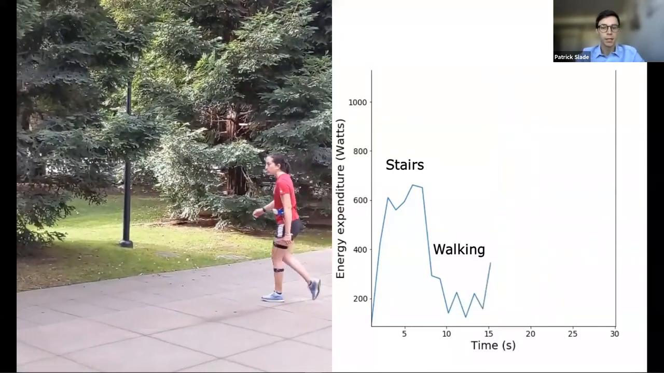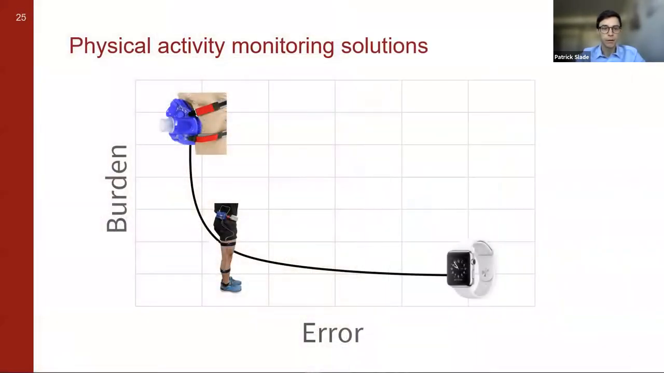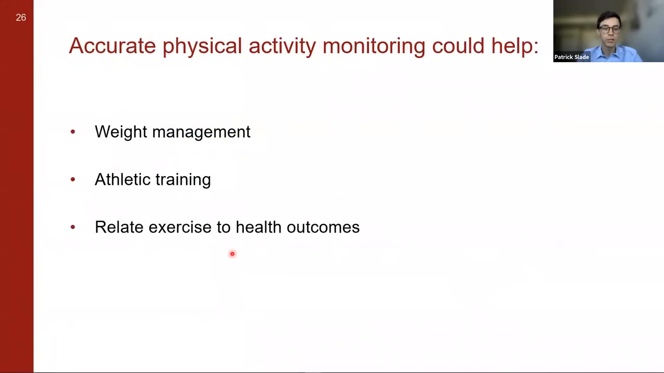So we've sort of added a new tool on the spectrum of physical activity monitoring solutions. Like we talked about before, we'd like something that's pretty low burden and low error. And so here, this is slightly higher error than respirometry and probably a little bit more difficult to wear than a single smartwatch. But we think this could be a really compelling and useful system for applications that we talked about before, like weight management, better athletic training, and also relating exercise to health outcomes.